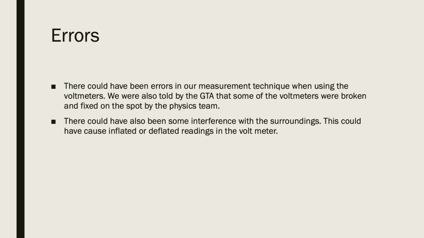There could have been errors in our measurement technique when using the voltmeters. We were also told by the GTA that some of the voltmeters were broken and fixed on the spot by the physics team. There could have also been some interference with the surroundings. This could have caused inflated or deflated readings on the voltmeter.